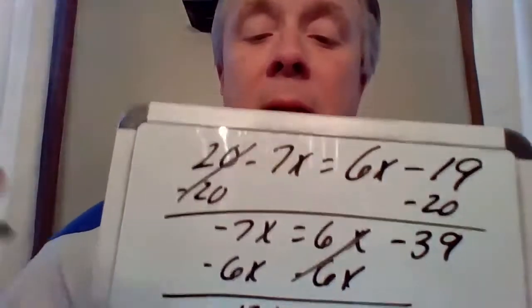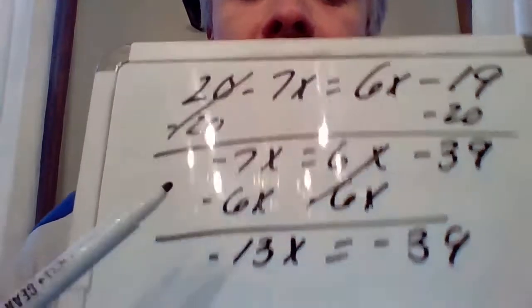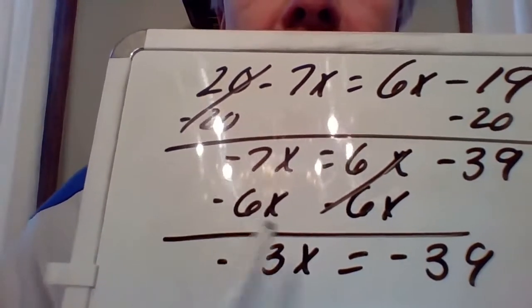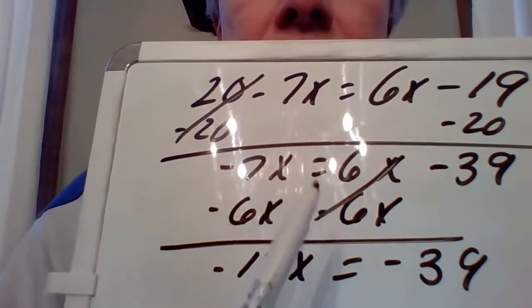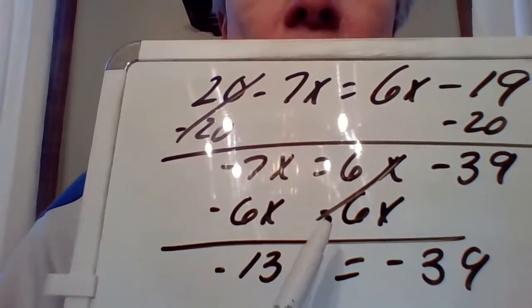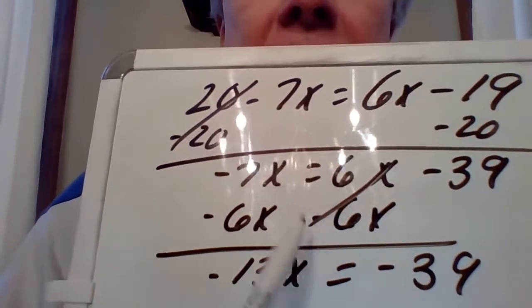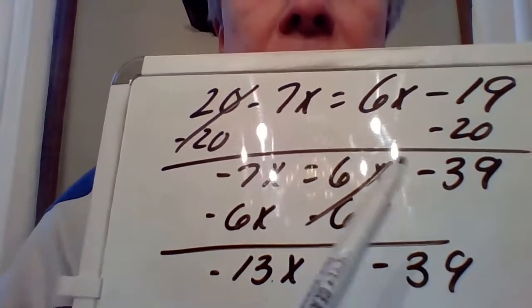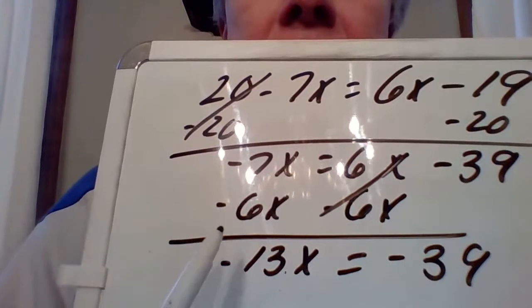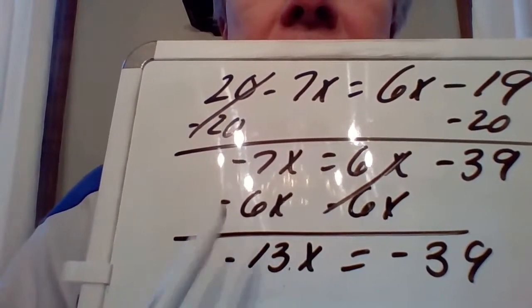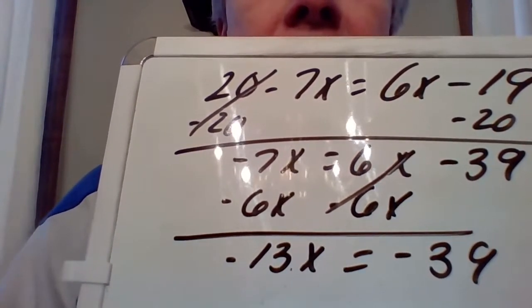Okay. So I wanted to move the 6x. It was a positive because there's no sign there, so I did the opposite, which was a negative. That equals 0. I don't bring down the 0. I bring down a negative 39. And then a negative 6 and a negative 7 give me a negative 13. And guess what you do next, my friends?